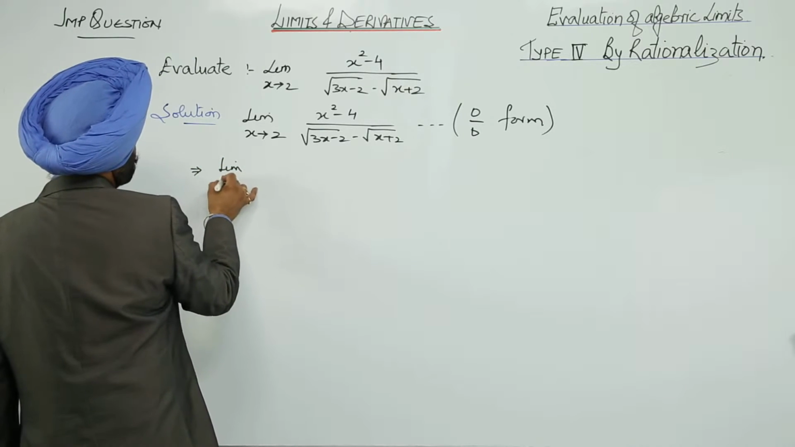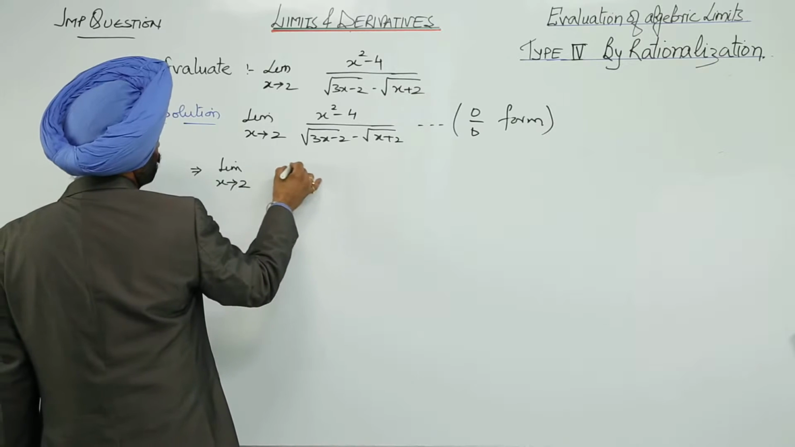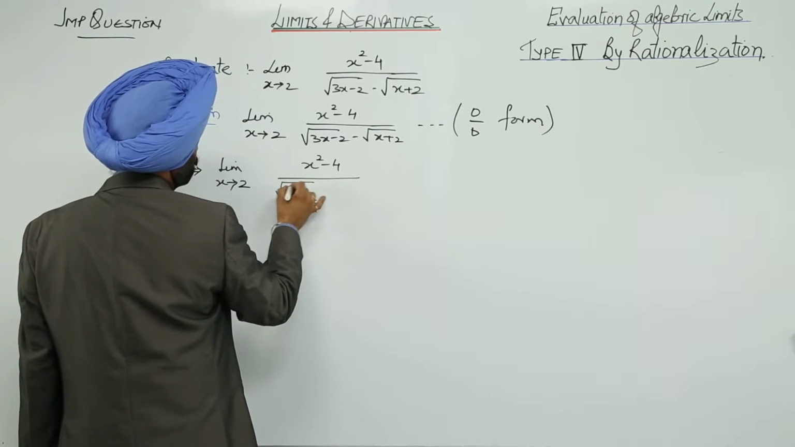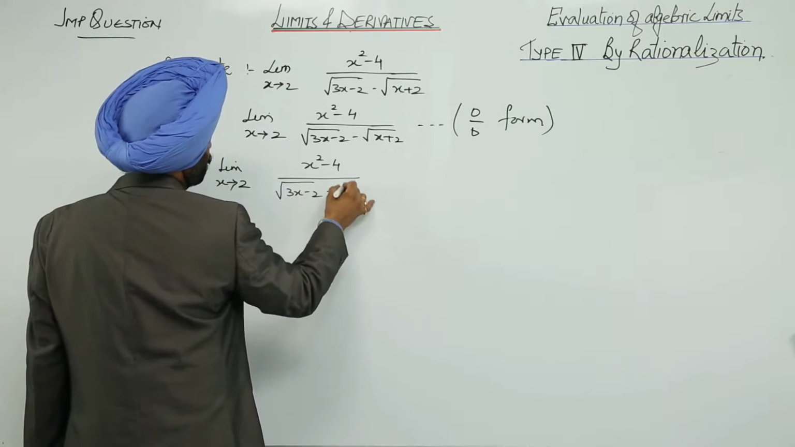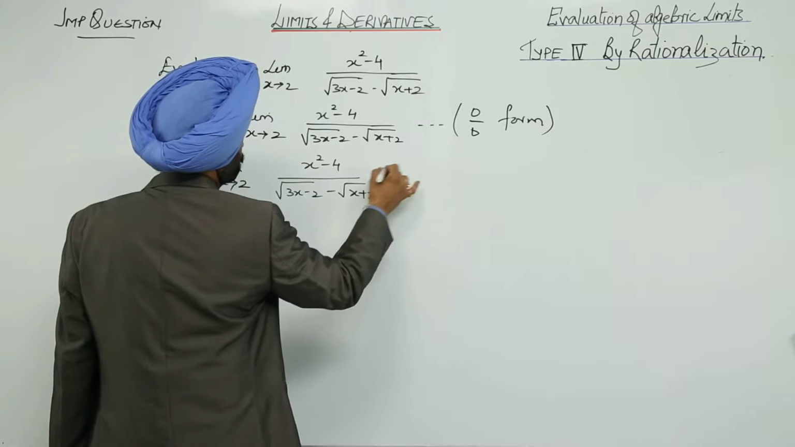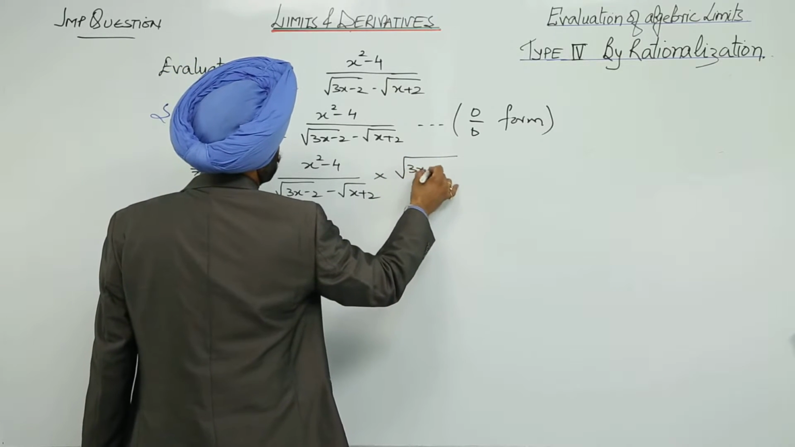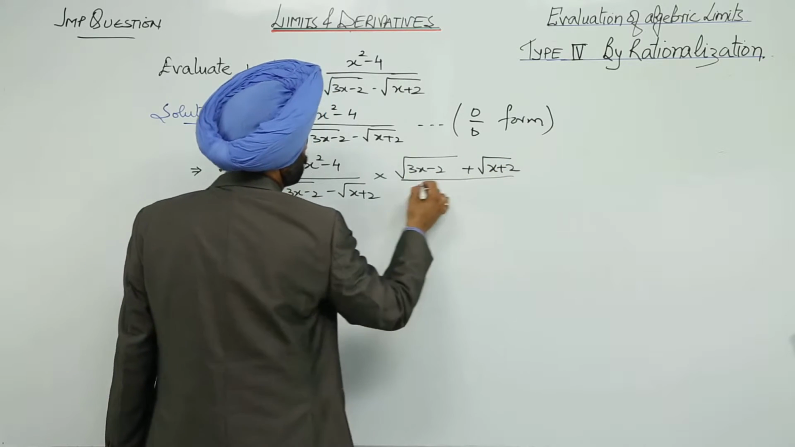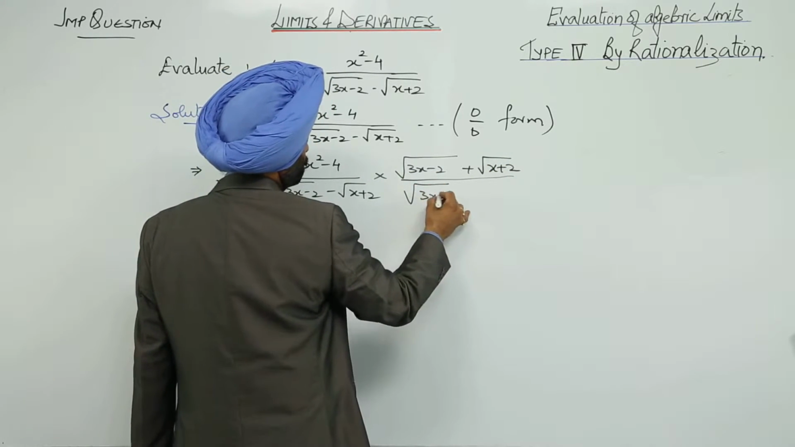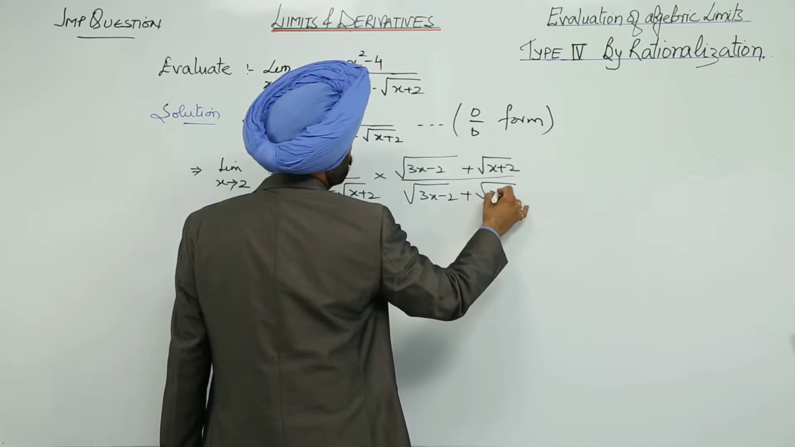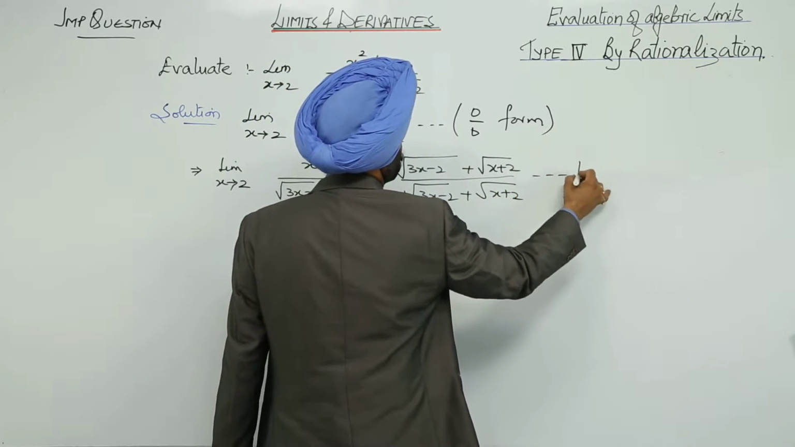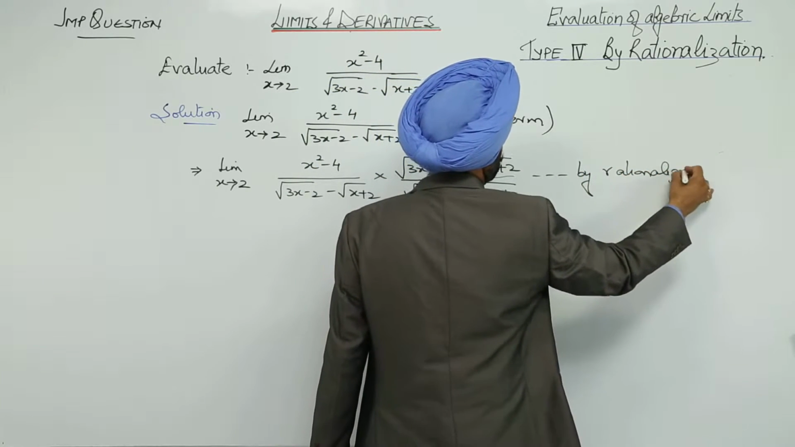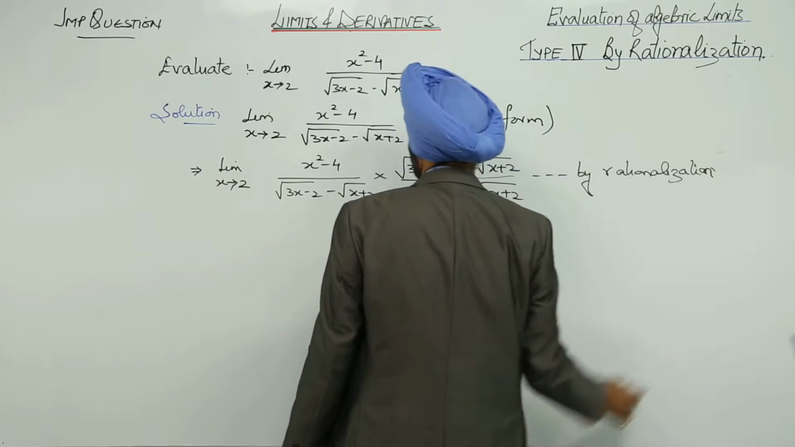So let us rationalize it. x² − 4, √(3x − 2) − √(x + 2), multiplied by √(3x − 2) + √(x + 2), by rationalization.